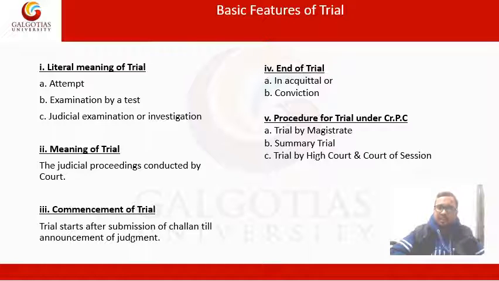The commencement of a trial normally is after submission of a challan, or submission of a charge or framing of a charge till the announcement of judgment. So from the point of framing of charges till the pronouncement of actual judgment or the actual sentence to be given to the accused, the trial continues. The end of a trial normally results in either acquittal or conviction of the accused. So the accused is either guilty as decided by the court, or not guilty, which will be the end of the trial.